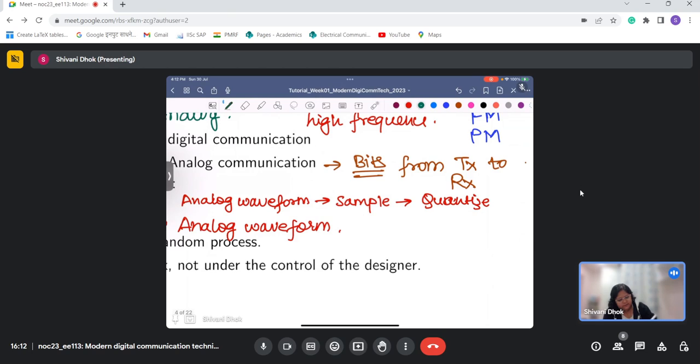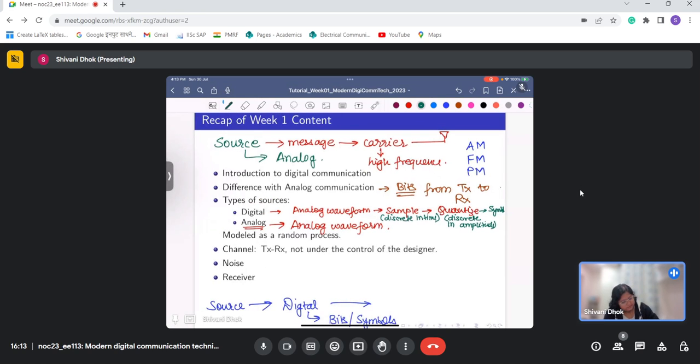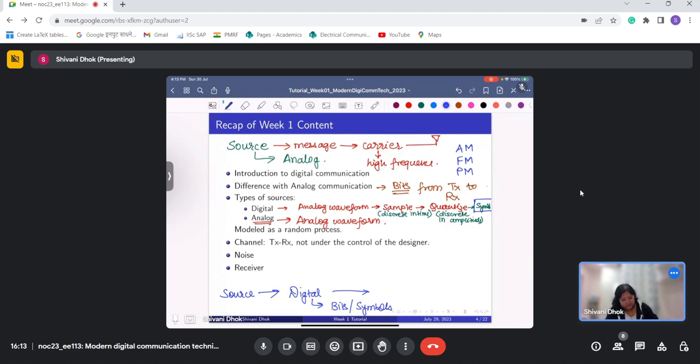So this sampling makes it discrete in time, and this quantization makes it discrete in amplitude. And after this, what we get is symbols, which we can then represent in terms of bits or some other alphabets. So the source that will give me these symbols are basically my digital sources.